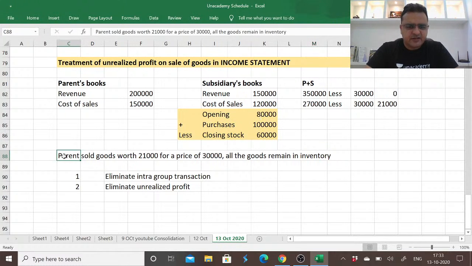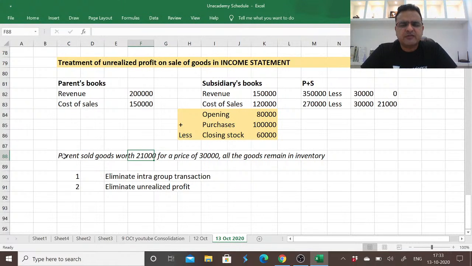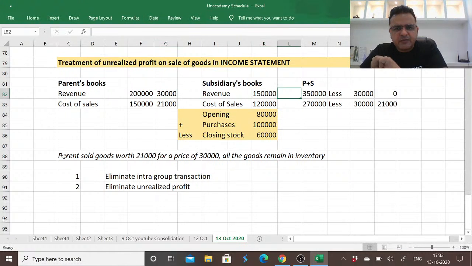And if this transaction has taken place, the parent sold goods worth 21,000 for a price of 30,000. So that cost of sales was 21, indirectly it was 21, it was sold for 30, and they had purchased it for 30. This is what has happened. And it remained in the closing stock at 30. It was removed as well from the cost of sales figure. This is happening at the back end when we are dealing with intra-group transactions.